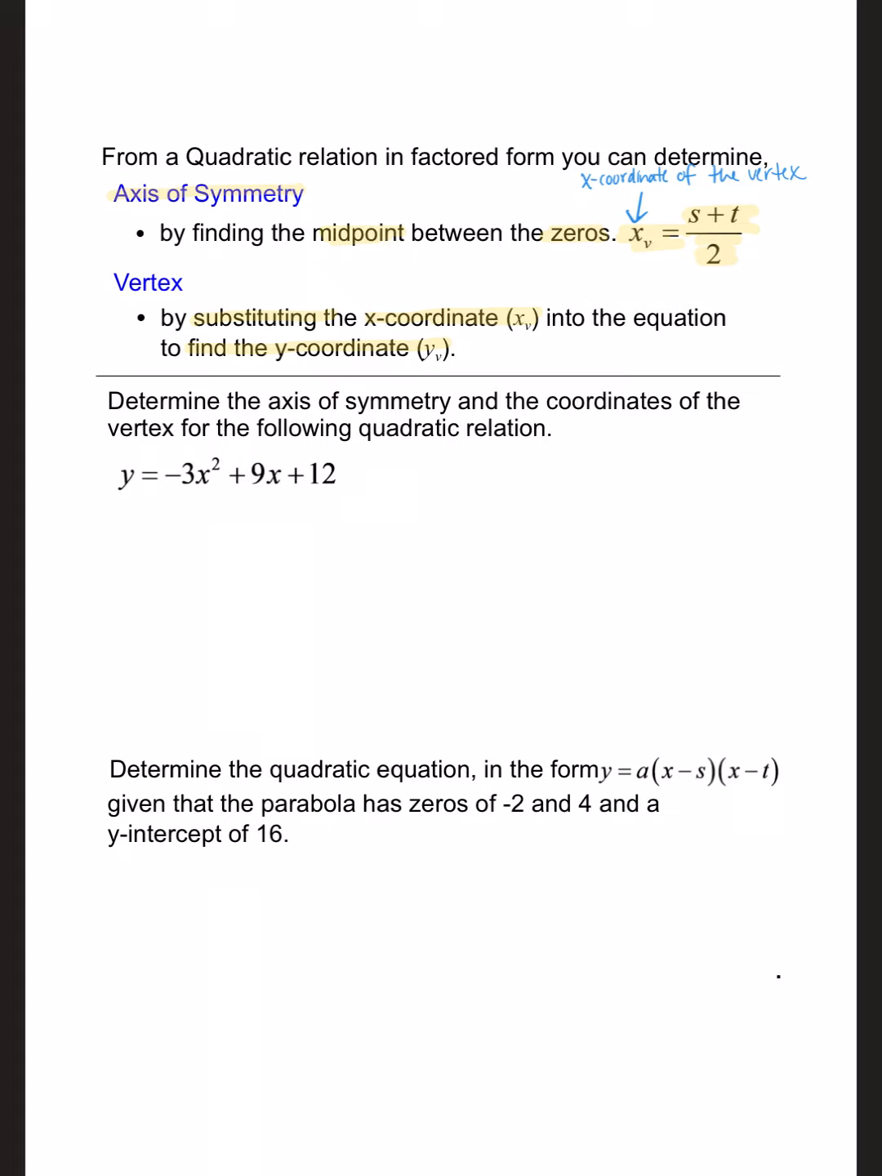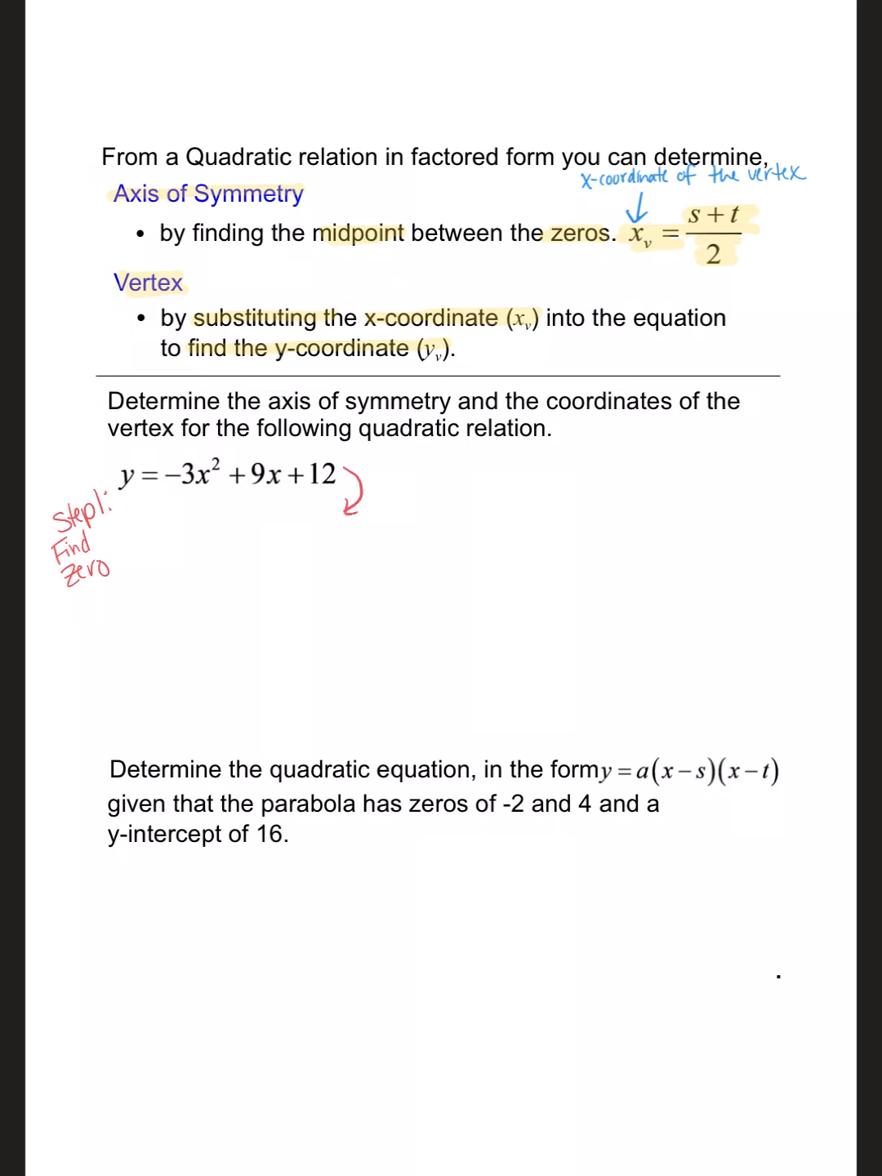So let's see if we can determine the axis of symmetry and the vertex of a quadratic relation. We're going to need our zeros first, because those are part of the formula for finding our axis of symmetry. I just want to highlight vertex. Okay, so step one, we're going to need to figure out what our zeros are. So let's just make a note here. Step one, we're going to find zeros.